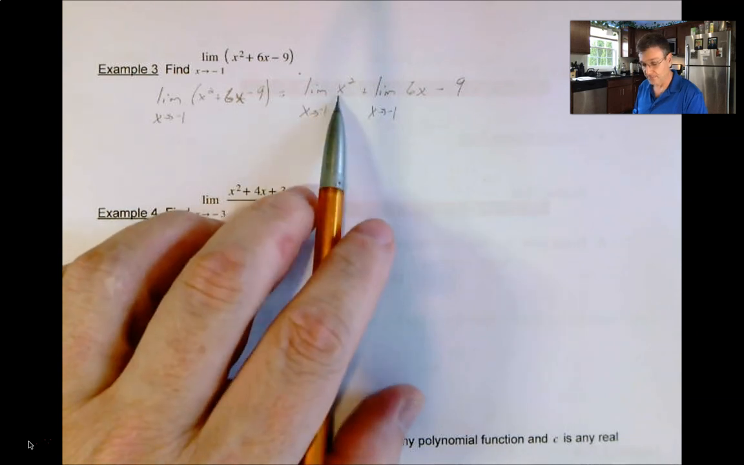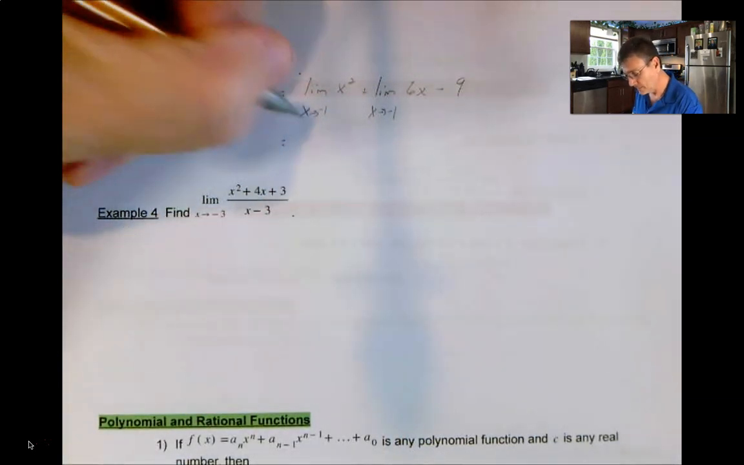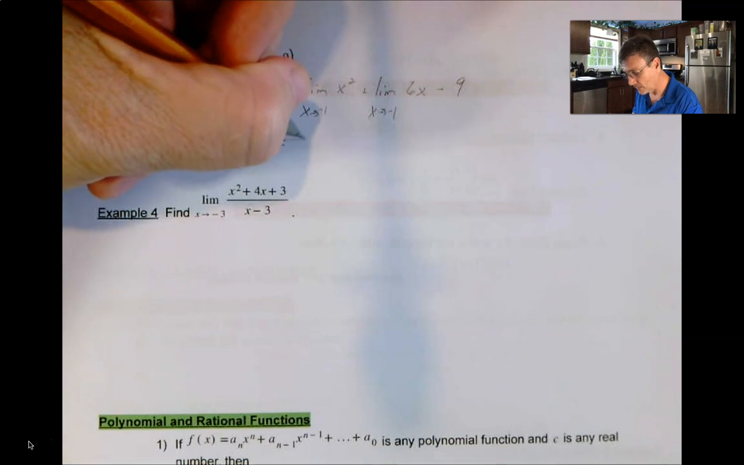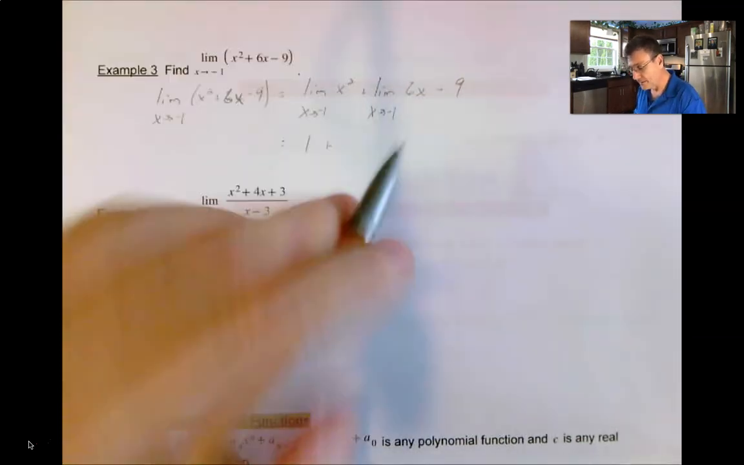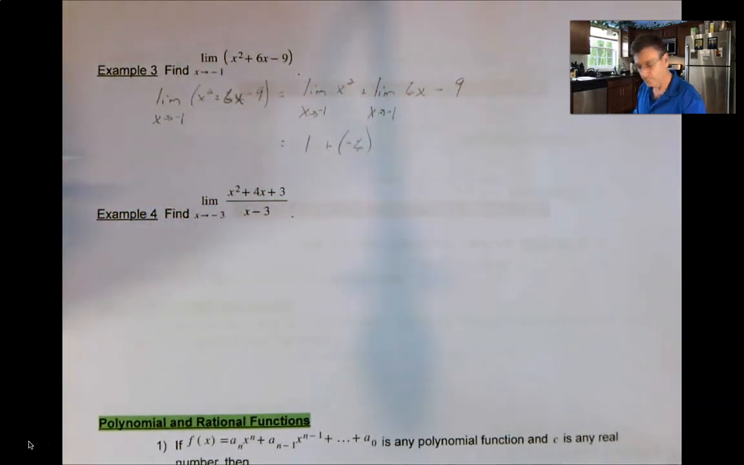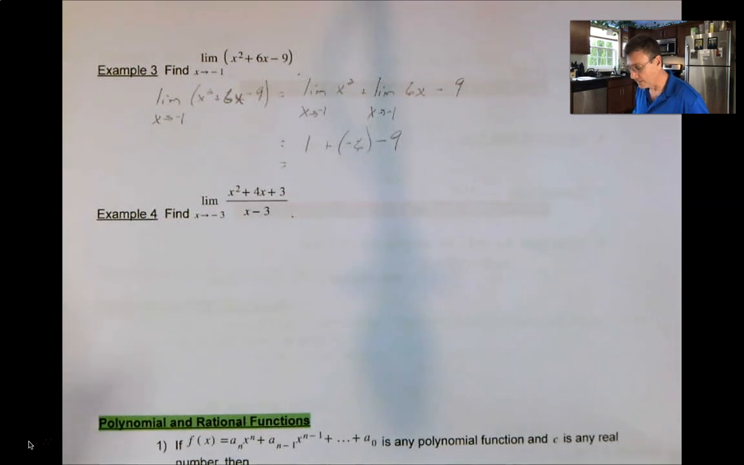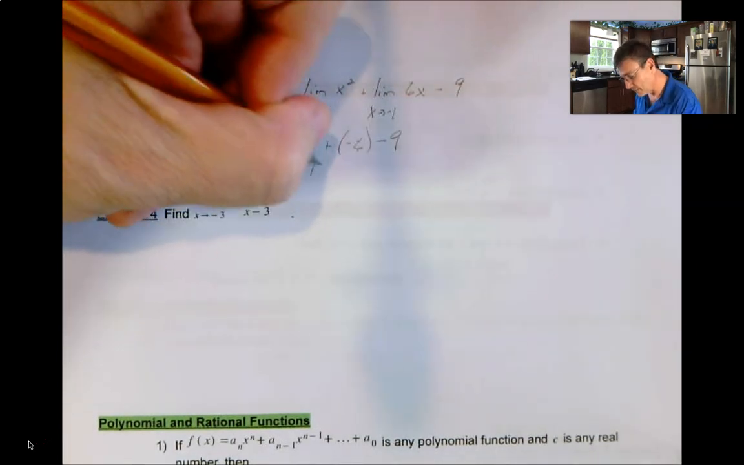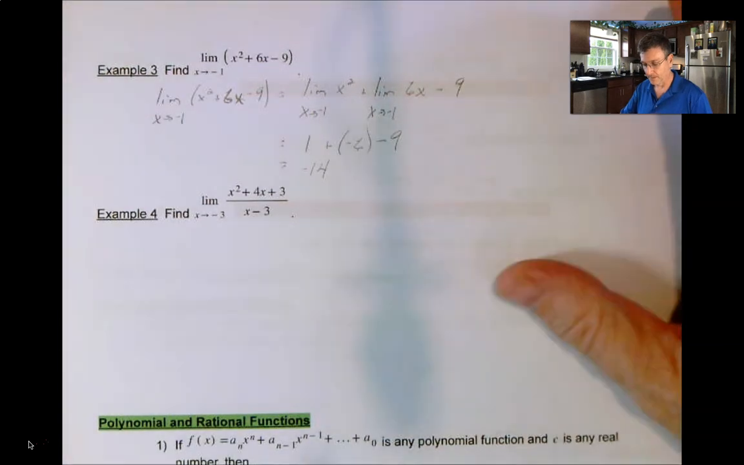Again, this is smooth and continuous. Direct substitution. Negative 1 squared is 1, plus 6 times negative 1, negative 6, minus 9. I do the arithmetic, and I end up with negative 14 for the answer to example 3.